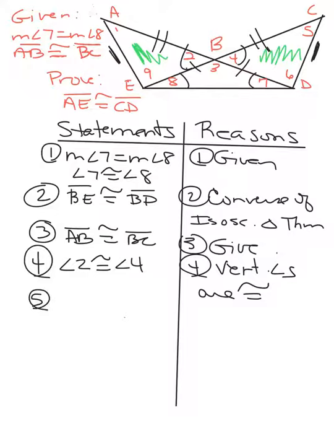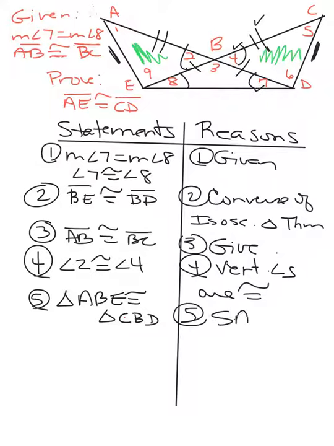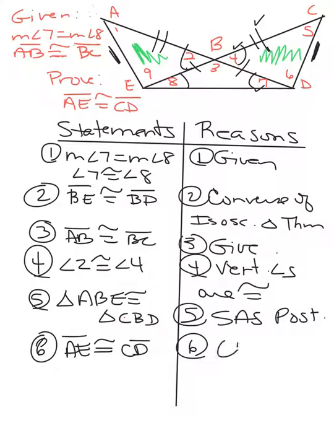Now I can say that those triangles are congruent. So I have triangle ABE is congruent to triangle CBD. And that is because I have side, angle, side. So that's side, angle, side postulate. So now once I have proven those triangles congruent, I can go to my last step. So I can say segment AE is congruent to segment CD, and that is because of CPCTC.